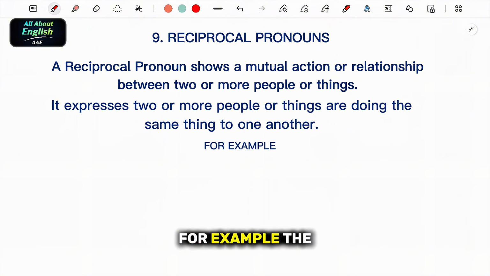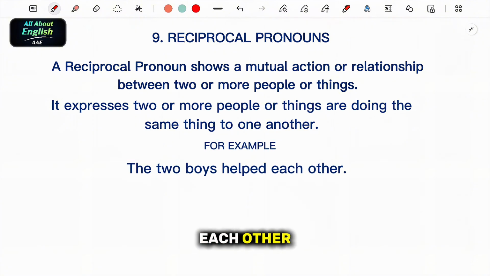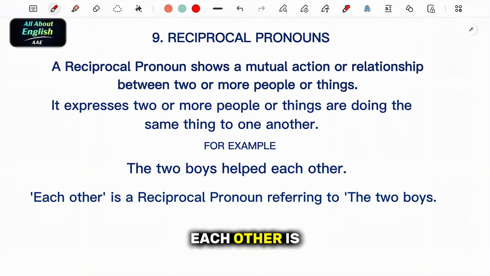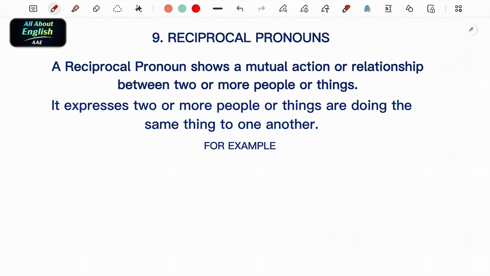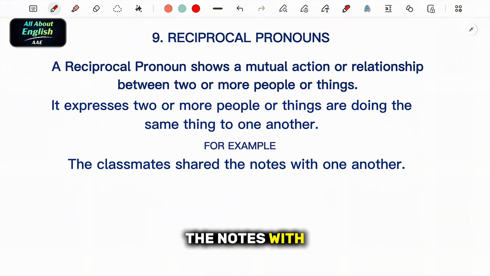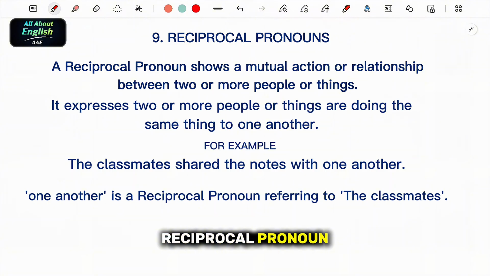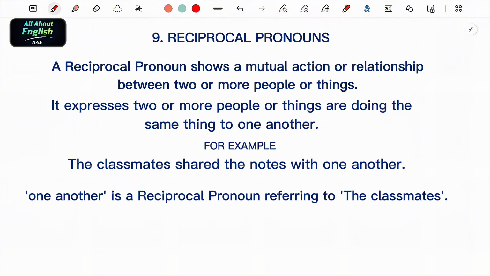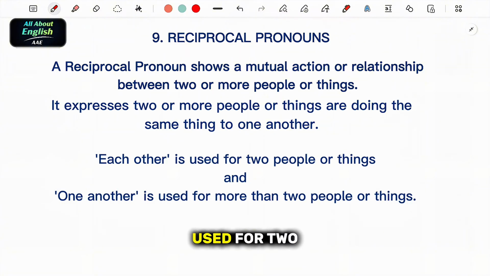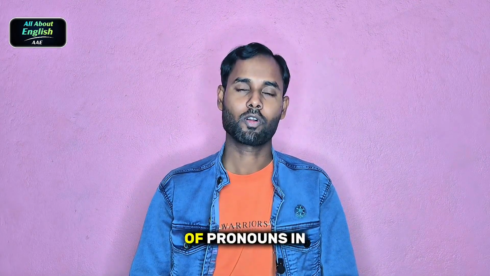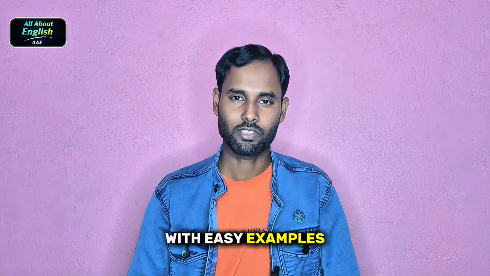For example, the two boys helped each other. Each other is a reciprocal pronoun referring to both the boys. The classmates shared the notes with one another. One another is a reciprocal pronoun referring to the classmates. Each other is used for two people or things, and one another is used for more than two people or things. I have explained all the types of pronouns in detail with easy examples.